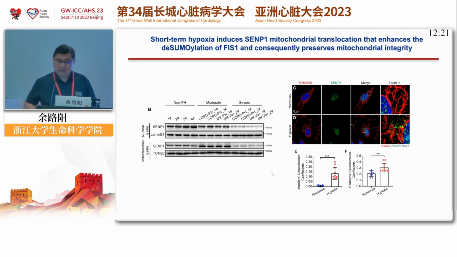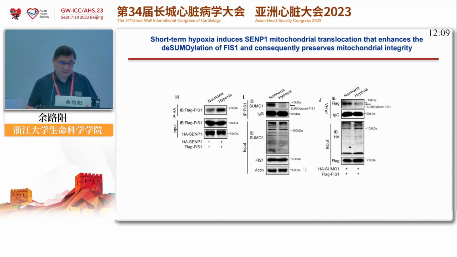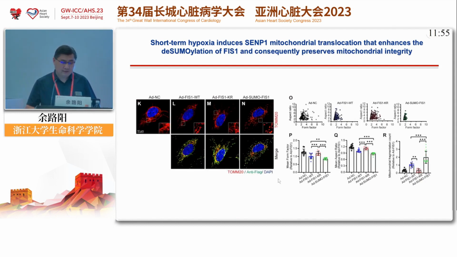Again, we confirm the SENP1 translocation from the nucleus to the mitochondria in the short-term hypoxia-treated endothelial cells. SENP1 translocates into the mitochondria, further associates with FIS1, and induces the deSUMOylation of FIS1 there. And this deSUMOylation does not affect the stability of FIS1, but affects its classical function, the fission.